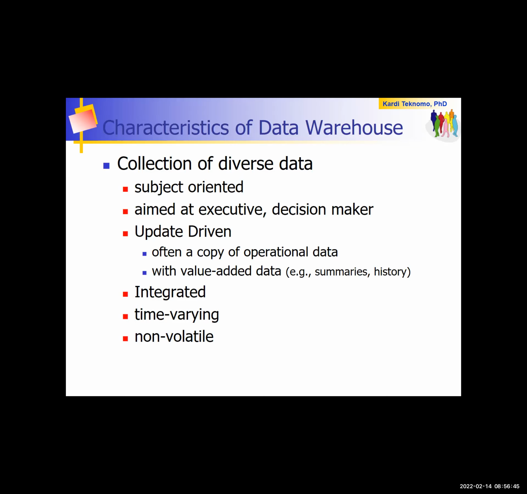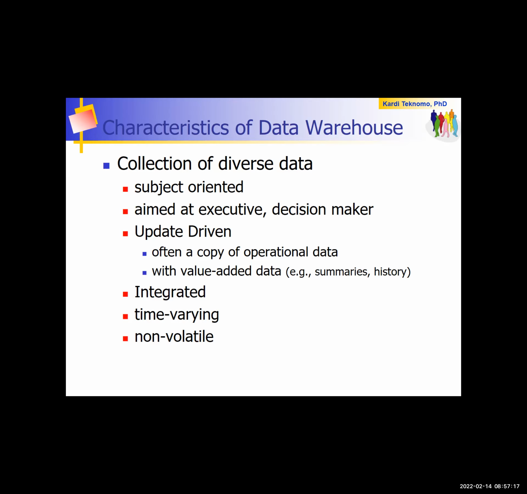So based on these two, you can clearly see that data warehouse is a collection of diverse data. It's subject oriented depending on the field that you are aiming. The aim of data warehouse is not operational, but it's at the executive level, decision making. So it is also update driven. It's not transactional driven. It is update driven, meaning that you update from time to time. For example, daily update, weekly update is up to you.